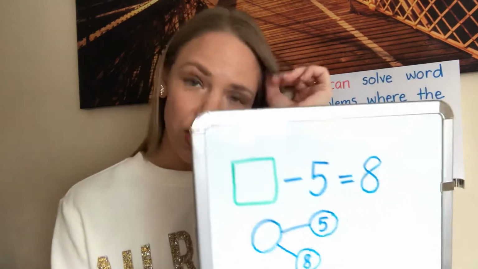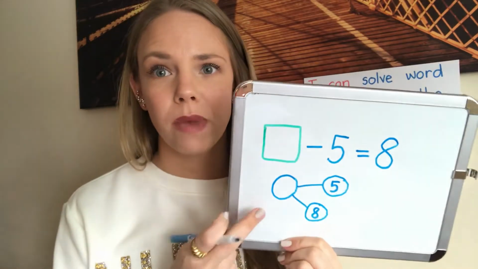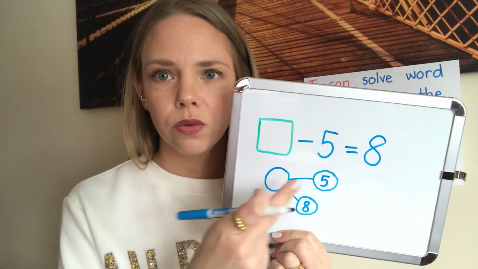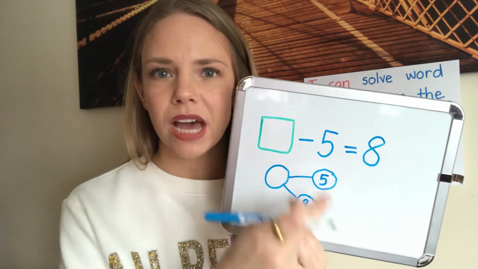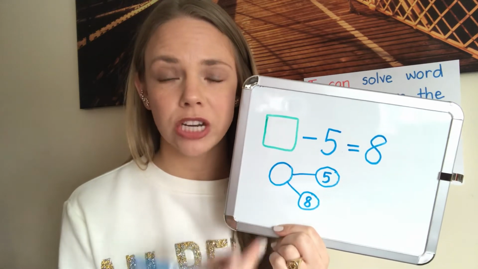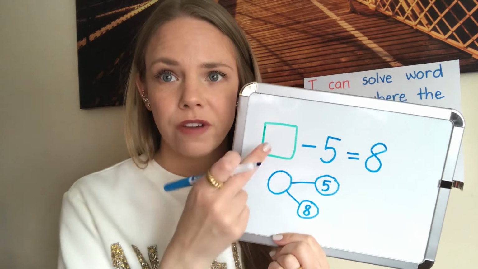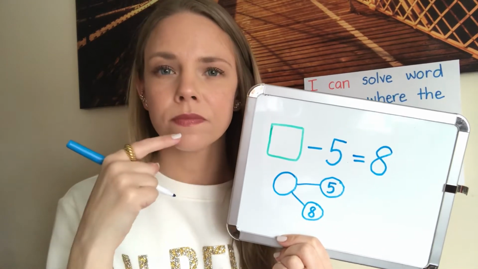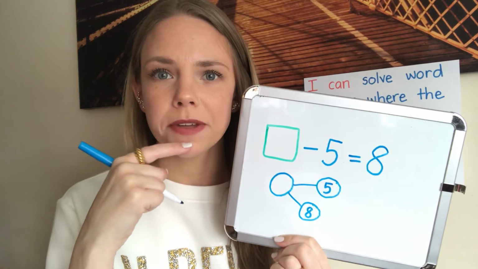5 and 8 are my 2 parts, and I don't have my whole. Now, when you're looking at this number bond, what are you noticing? What are we going to have to do? Which operation are we going to have to use to find our missing whole or our missing start? Give you some think time.